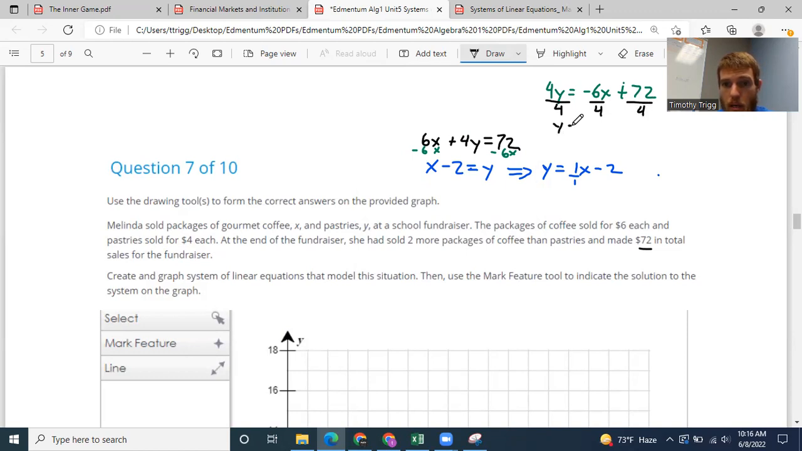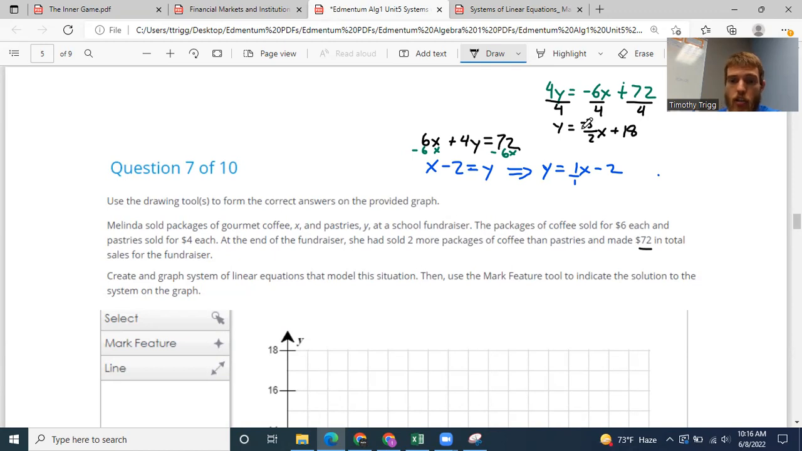Y equals, here we can simplify this fraction by reducing by a common factor of 2. So negative 3 over 2x. I divided both numerator and denominator by 2 to get this. Plus 72 divided by 4. I believe that's 18. Yeah, 18.